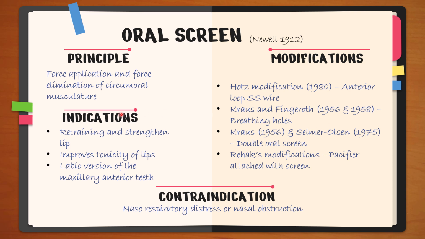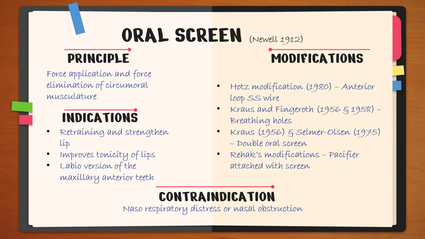Coming to the oral screen, it was first given by Newell in 1912. It works on the principle of force elimination and application on the circumoral musculature, but it is contraindicated in patients with nasorespiratory distress or nasal obstruction. It is indicated in cases of lip incompetence and labial flaring of maxillary anterior teeth. Some of the modifications given by various authors include addition of breathing holes, anterior loops, or even pacifier attachments for younger children.